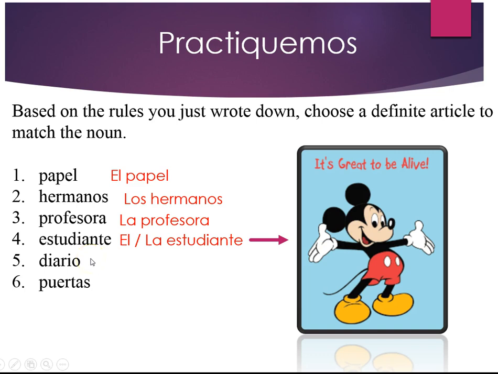Now diario, not a living thing, ends in an O. So you would have gotten el diario. And the last one, not a living thing, plural because it ends in an S, las puertas.